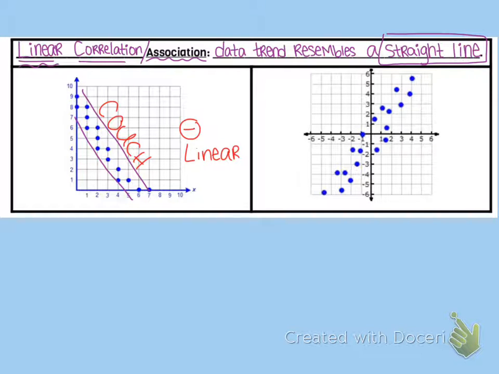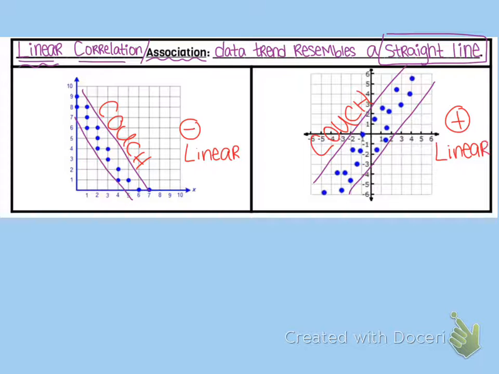Okay, let's go ahead and look at this second scatterplot. Again, this is a linear association because I can draw straight lines that go with the trend of the data. And I can also write my name, since it's a straight line. I can write my name, and you can see from left to right, my name is going up. Therefore, this is a positive linear association scatterplot.